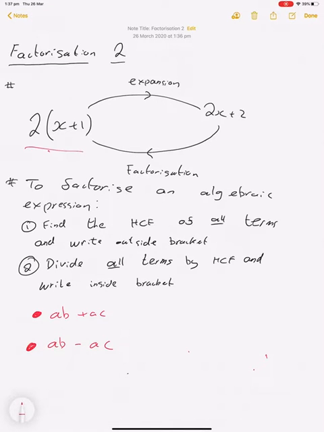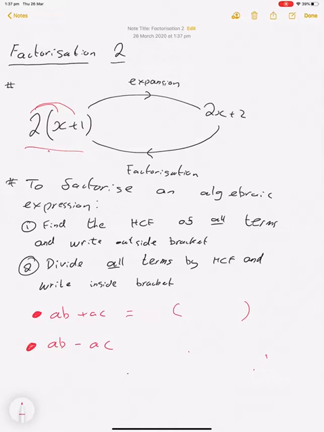Here we have expansion. We multiply out that bracket and we get 2x plus 2. So factorisation is the reverse of expansion. To factorise an algebraic expression, we find the highest common factor of all terms and write this outside the bracket. So let's have a go at factorising this.